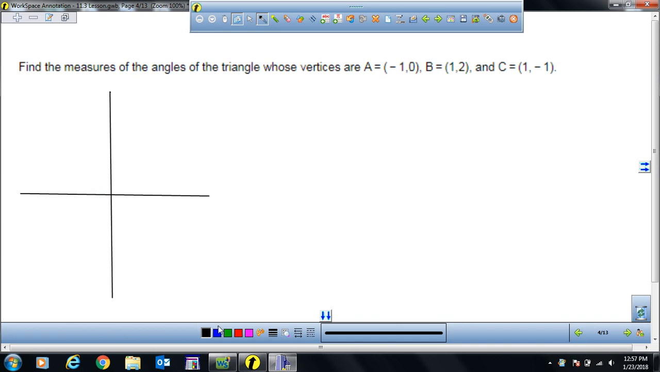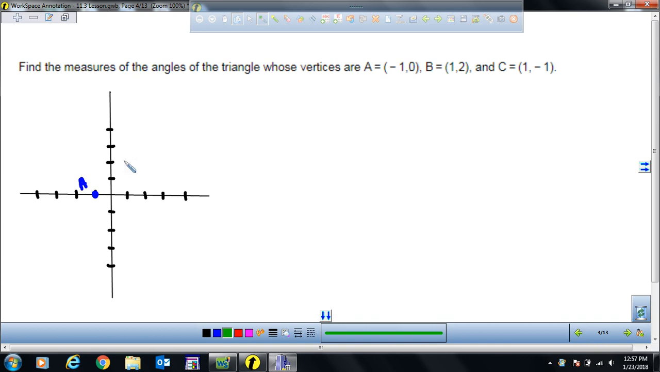So the first vertex is -1, 0. So I'm just going to put a couple of lines here. Okay, -1, 0. This is vertex A. Vertex B is 1, 2. And vertex C is 1, -1.